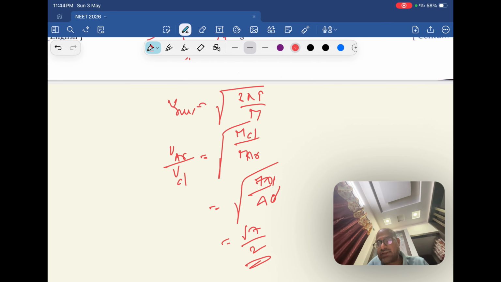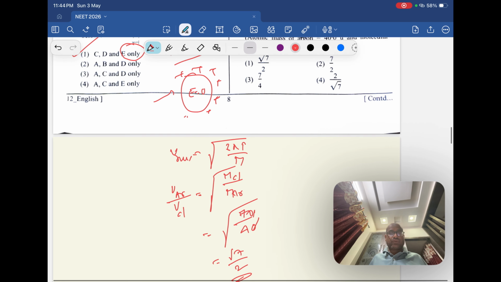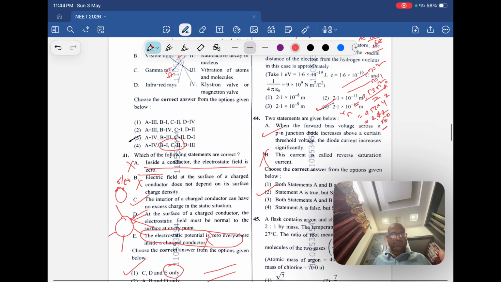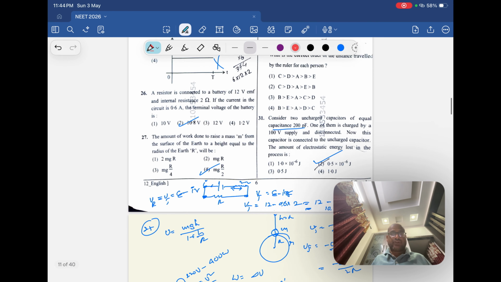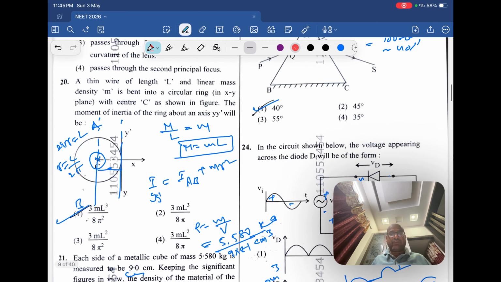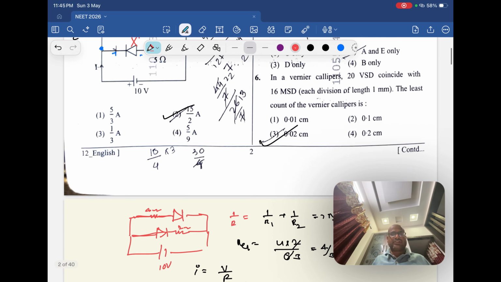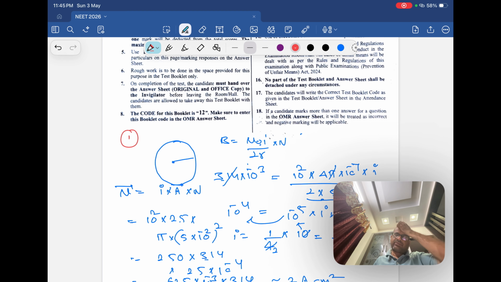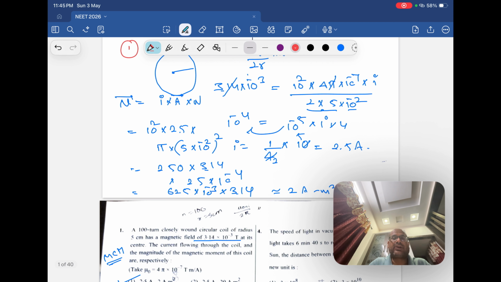Every time in mains and NEET there is a question based on Vrms. So Vrms is root 3RT by M. Overall you can say the paper is not that tough, moderate or easy. But you have to calculate fast and manage your time. There your skill depends. If you know standard values and have very good practice, you can do the questions in a very easy way. But with 45 questions compared to JEE, the number of questions is more, so time taken will also be more. Accordingly you have to solve. So this is your paper discussion for NEET.